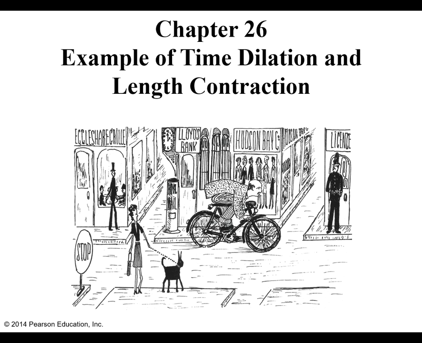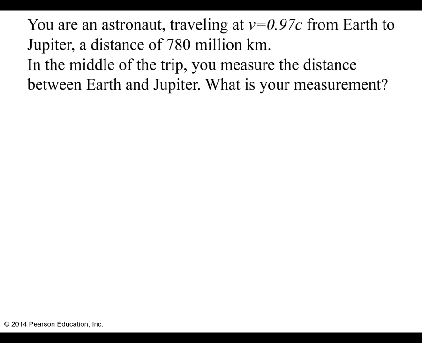Let's go through and do a quick example of both time dilation and length contraction. Let's say that you're an astronaut traveling near the speed of light at 97% of the speed of light, so 0.97 c. You're traveling from Earth to Jupiter, which is a distance of 780 million kilometers. In the middle of the trip, you measure the distance between the Earth and Jupiter. What is your measurement between Earth and Jupiter?